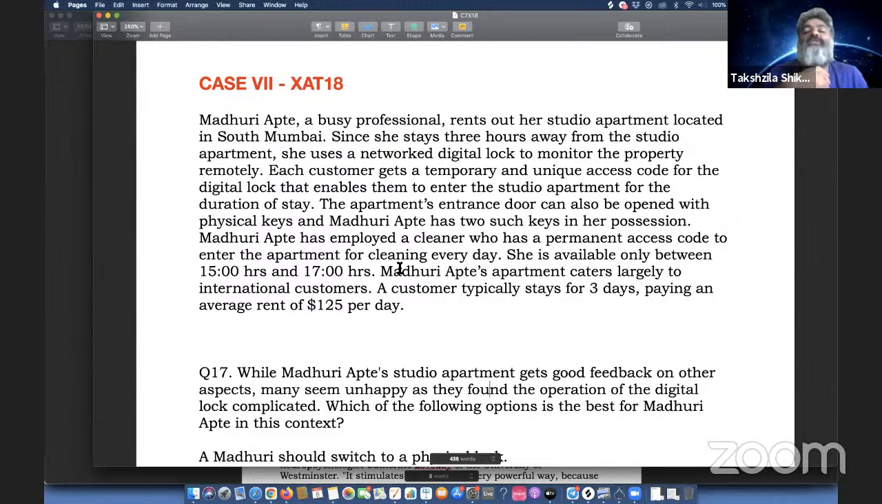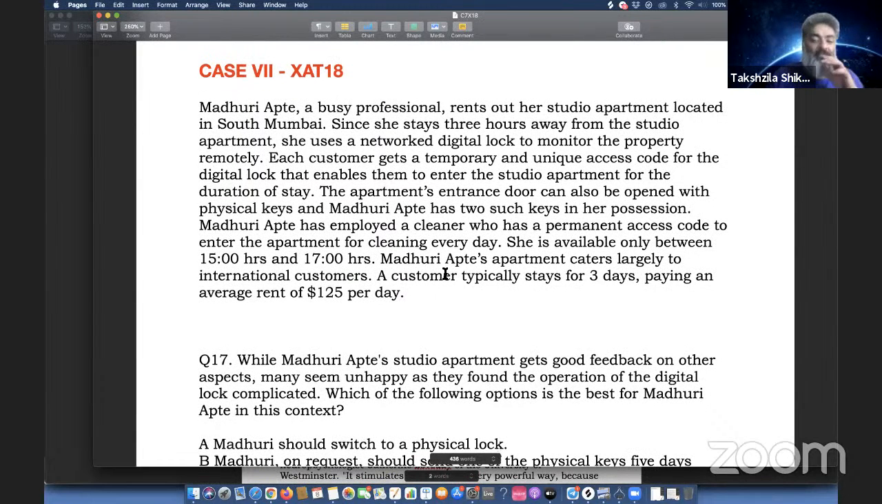Each customer gets a temporary and unique access code for the digital lock that enables them to enter the studio apartment for the duration of stay. So she's renting out her apartment. The apartment has a digital network lock. The customer gets a temporary access code, and the story is straightforward enough. The apartment's entrance door can also be opened with physical keys, and Madhuri Apte has two such keys in her possession. Madhuri Apte has also employed a cleaner who has permanent access code to enter the apartment for cleaning every day. So, two physical keys, and there's a cleaner who has the permanent access code.